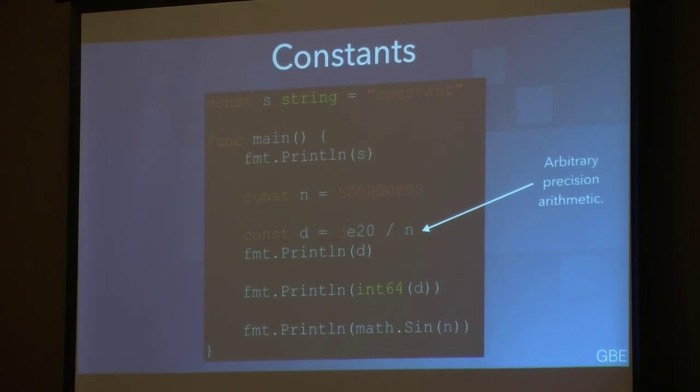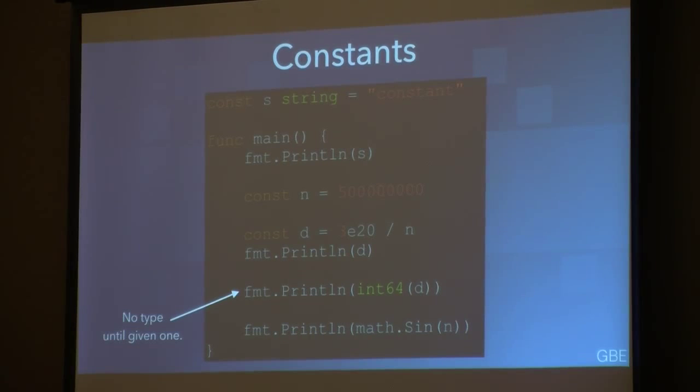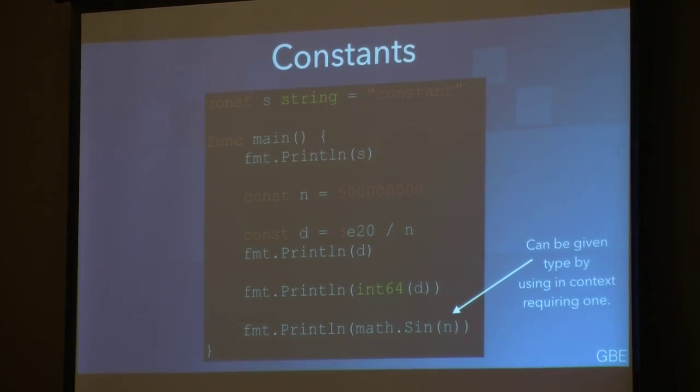Consts don't get a type until they're given one. So I can explicitly give a const a type. I want, in this context, for D to be an int64, and it becomes an int64. But if I use it in a context that expects a specific type, it will be, I think the right word is coerced, but it will become that thing. So Sine expects a float64, I believe, and it's going to become one there.